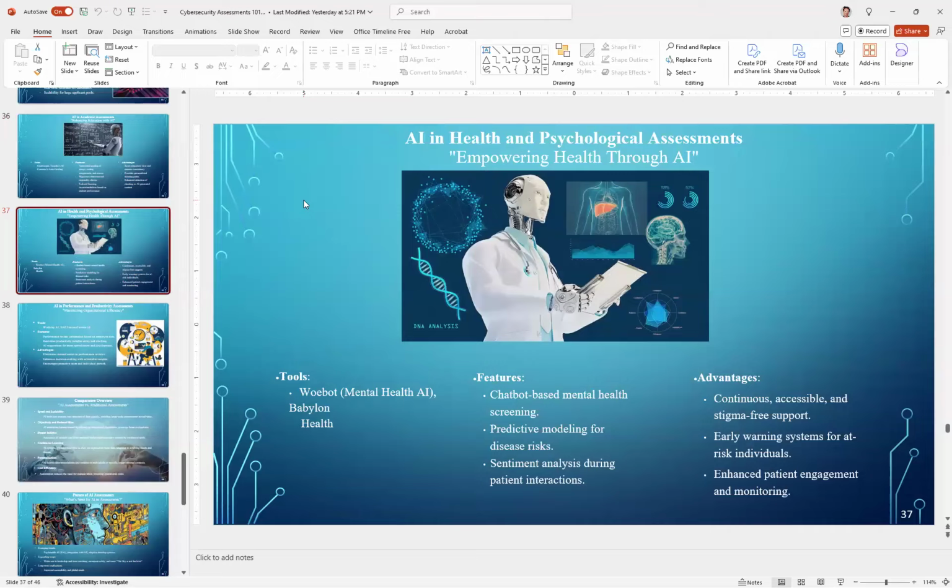AI in health and psychological assessments, empowering health through AI. Your tools are Woebot, which is a mental health AI, and Babylon Health. The features it offers are chatbot-based mental health screening, predictive modeling for disease risk, and sentiment analysis during patient interactions. The advantages are continuous, accessible, and stigma-free support, early warning systems for at-risk individuals, and enhanced patient engagement and monitoring.